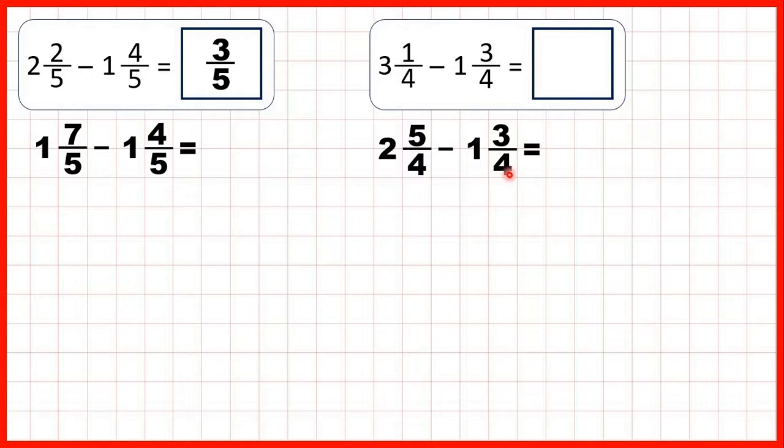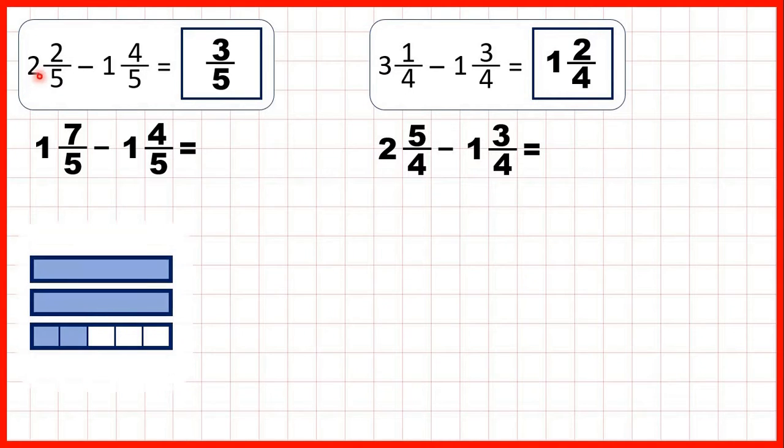So if we subtract the fraction part first, the denominator stays the same in our answer, and 5 minus 3 is 2. Then we can subtract the whole number, and 2 minus 1 is 1, so our answer is 1 2/4. And we can show fraction bars to see what we did here.